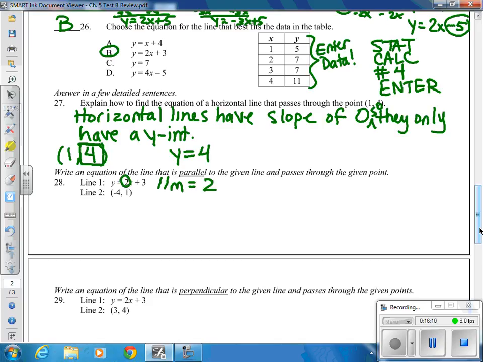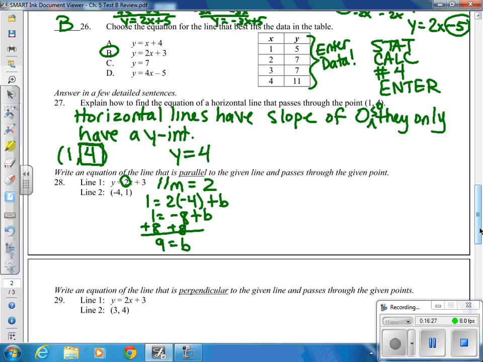Now you're going to use that 2 and the ordered pair to come up with your new equation. So I'm going to find the b since it's a little faster to do it that way. 1 equals 2 times -4 plus b. That gives me 1 equals -8 plus b. Add the 8 over, and now you get 9 equals b.